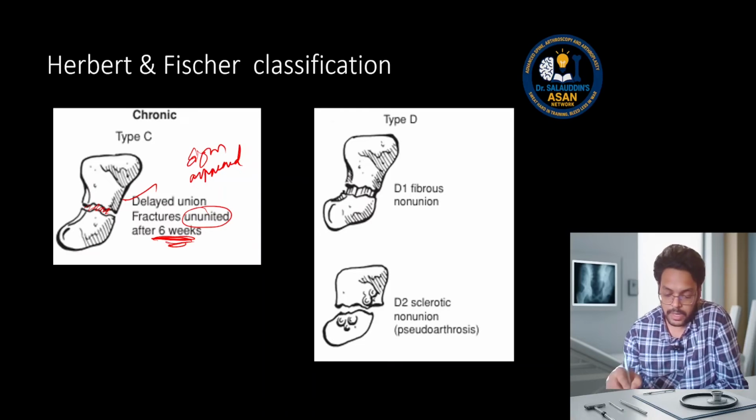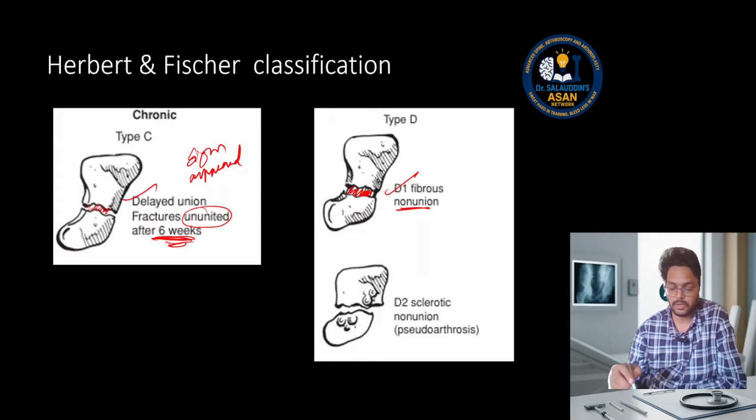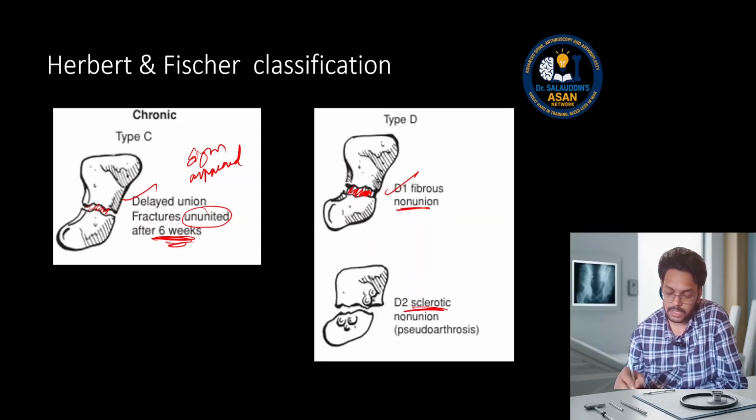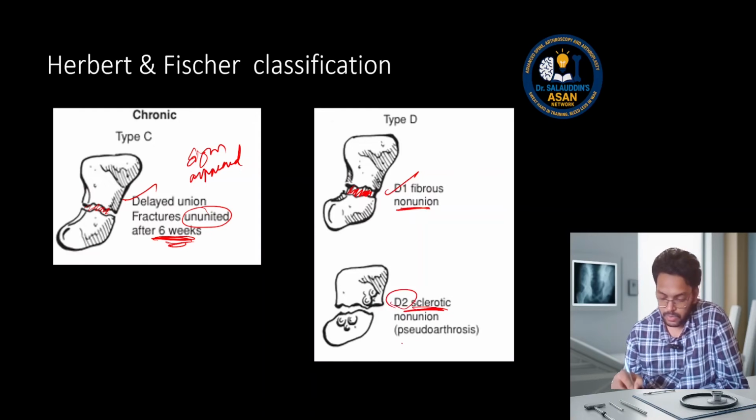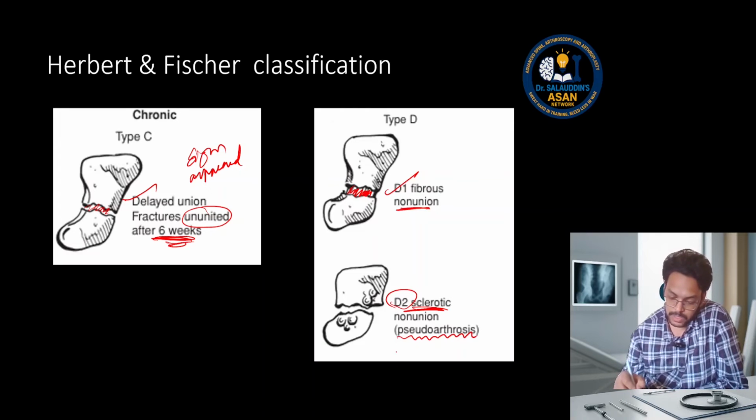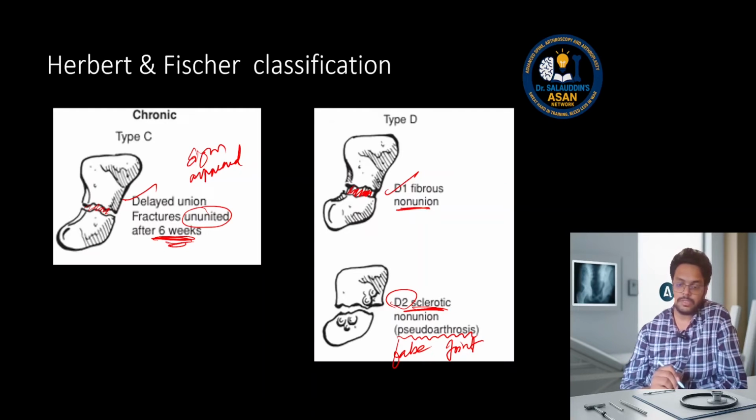Still not appeared, it's a non-union, but if fibrous tissue is present in between, it's a D1 fibrous non-union, and if sclerotic changes are seen, it's a D2. What is this pseudo-arthrosis? Pseudo means false, arthrosis means joint. Simply in layman terms it is a false joint.